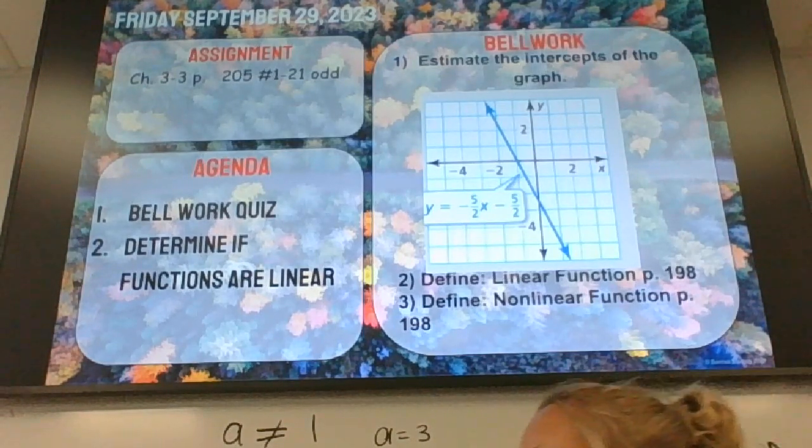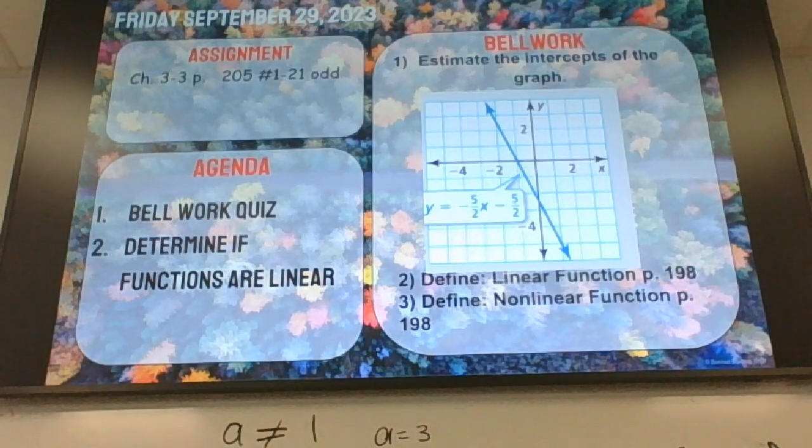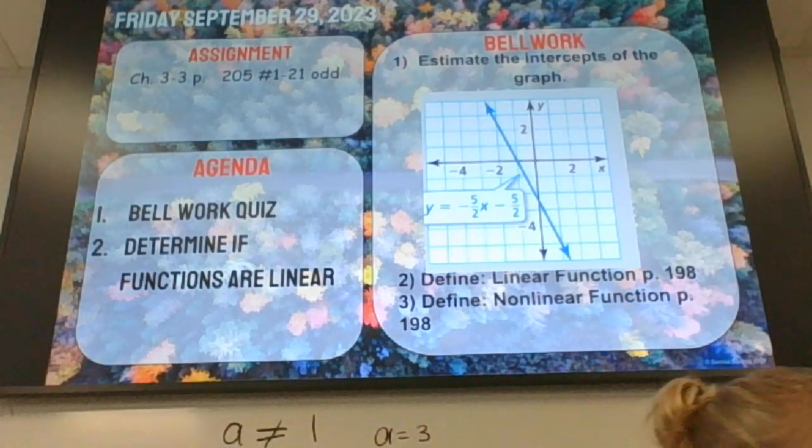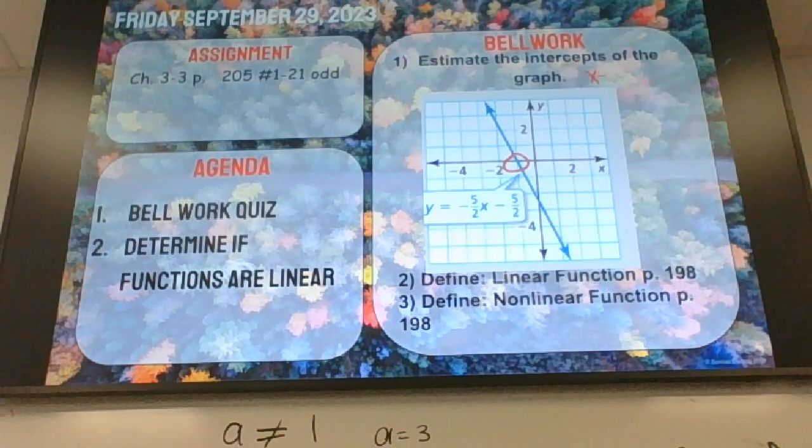All right, estimate the intercepts. This was your assignment yesterday. You should know how to do it. Let's see, the x-intercept is right here. The x-intercept is x equals -1. And that ordered pair would be -1, 0.